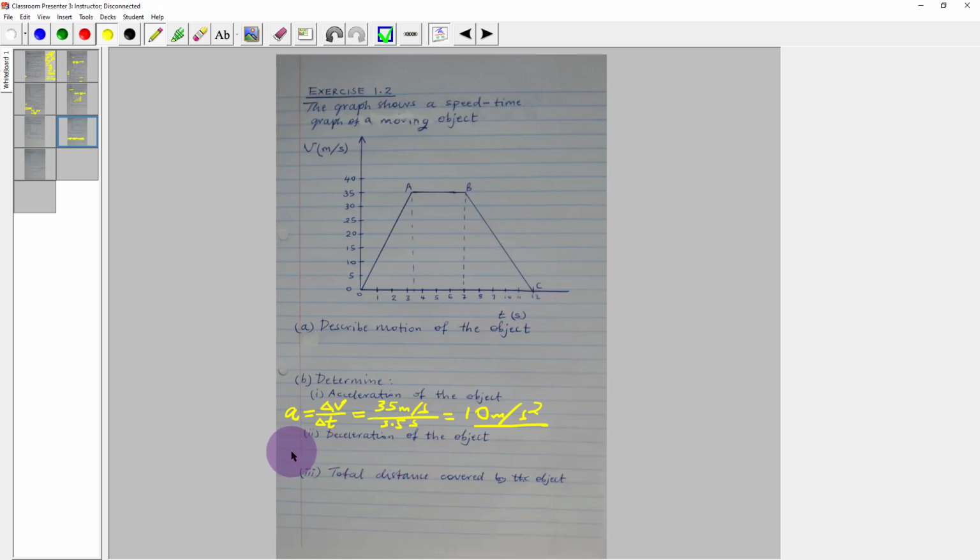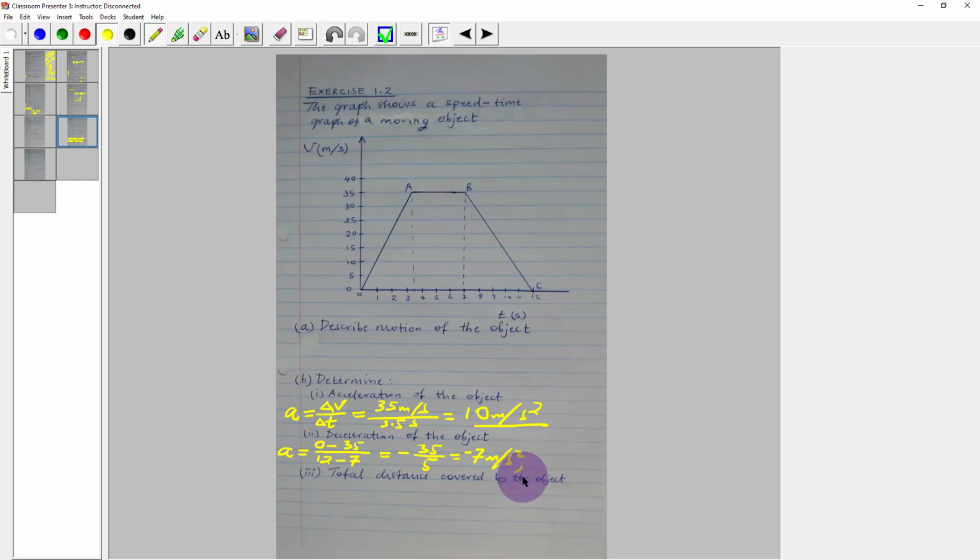So again, I'm going to calculate the acceleration. I will do 0 minus 35, divided by 12 minus 7. And you can see, of course, here I've got negative there. I've got 35 divided by, is it 5? Yeah, it's 5. And I'm going to get negative 7 meters per second squared. That will be the value of the acceleration.